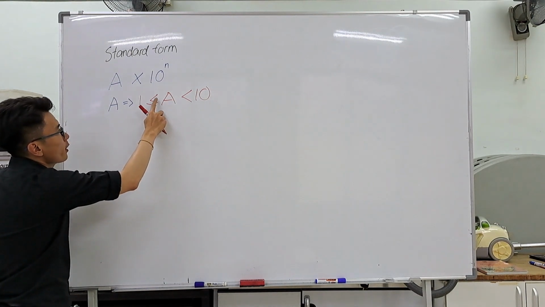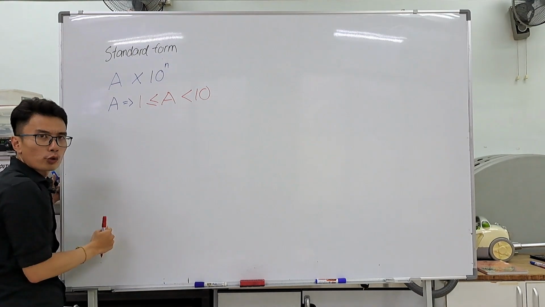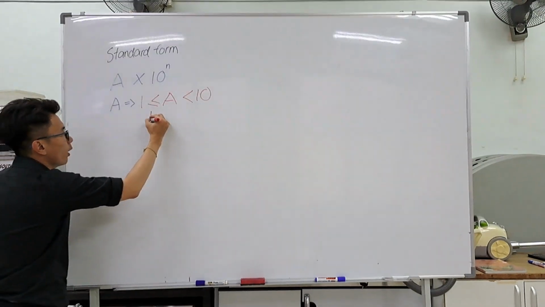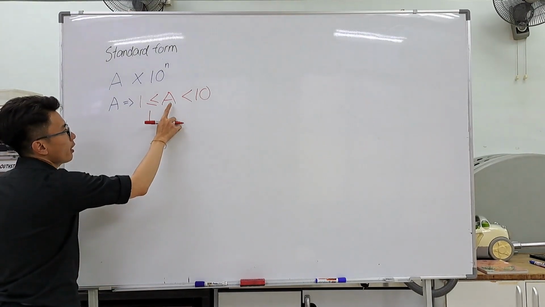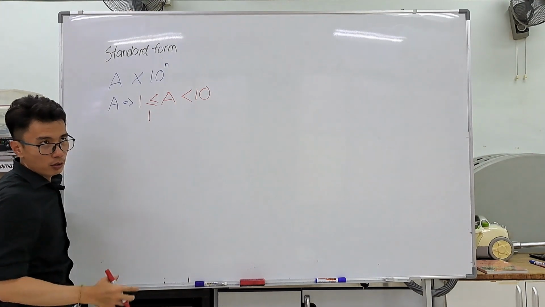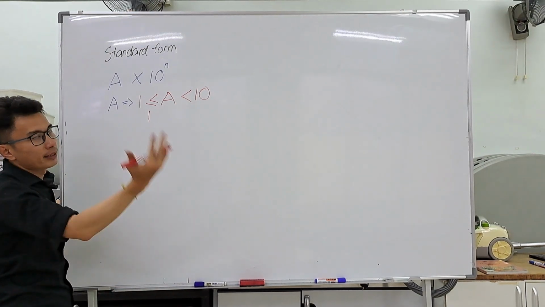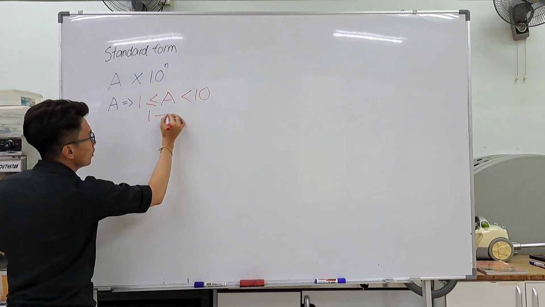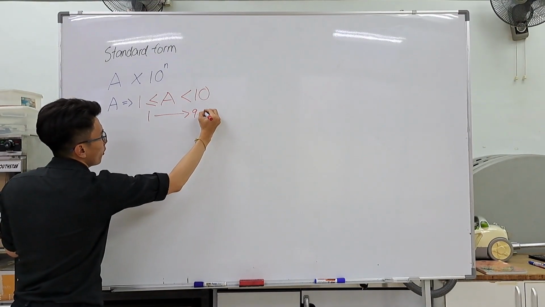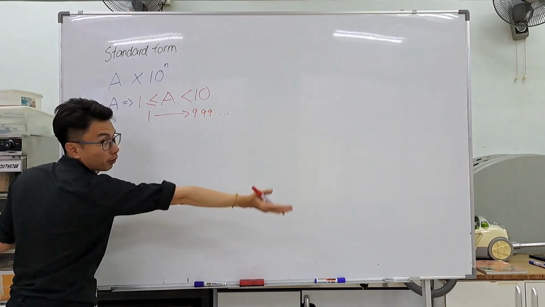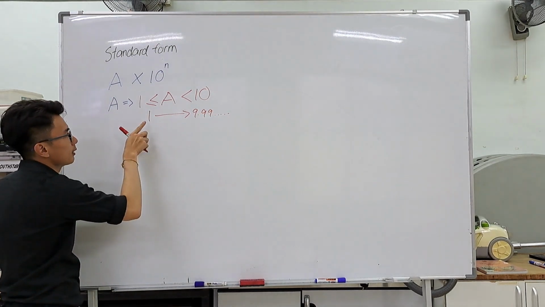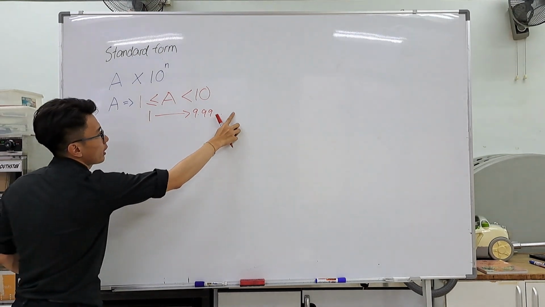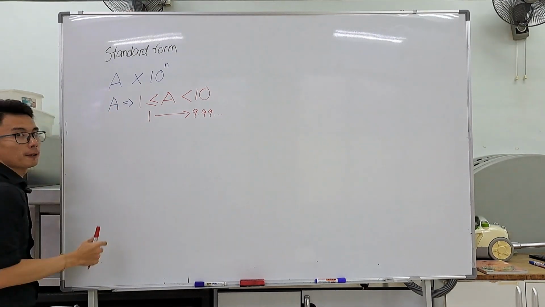A is always more than or equal to 1, which means the smallest number that A can be is 1. A is less than 10, which means it cannot exceed 10, it cannot be 10. So the biggest number that A can go is 9.99 and so on. So that is the smallest number that A can go, and this is the biggest number that A can go. That's for A.